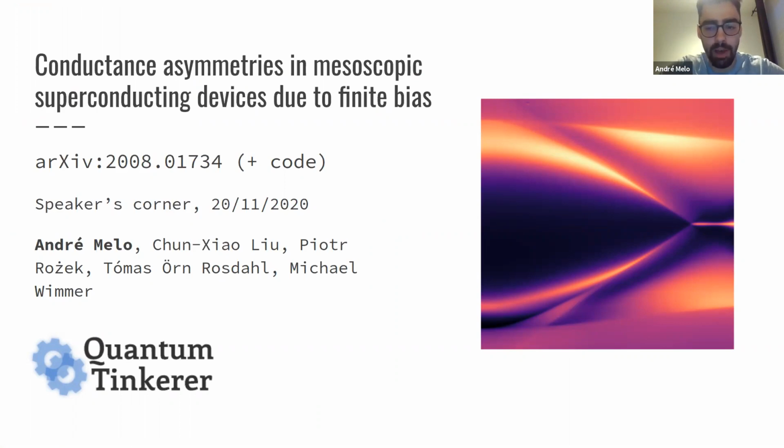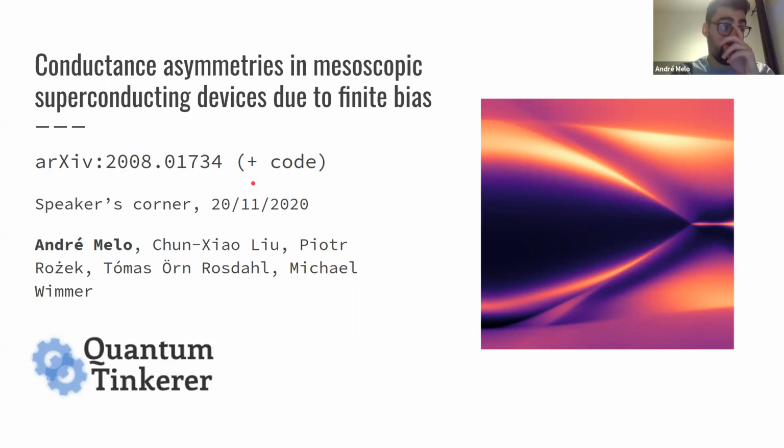So today I'm going to talk about work I did recently with fellow Quantum Tinkerer members, Chunchao Liu, Piotr Hojek, Tomasz Rozdal, and Michal Wimmer. The name of the paper is "Conductance Asymmetry in Mesoscopic Superconducting Devices due to Finite Bias," and you can check it out on arXiv. Also, the code is available on Zenodo, and we have links in the preprint.